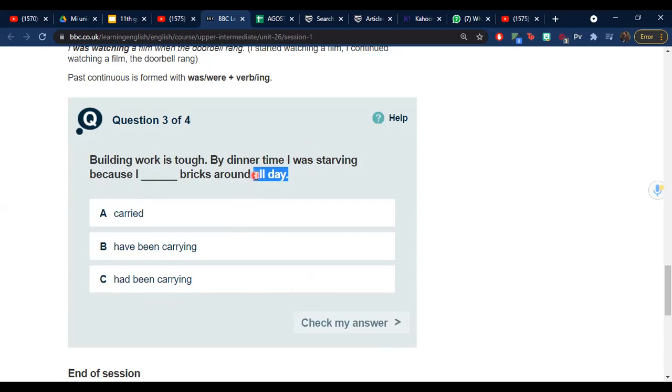What do you think? A, B, or C? Let's go. B: "had been carrying happy." Okay, let me tell you something. B is present perfect. Present perfect and all the present tenses or the future tenses do not participate in the narrative tense. They need to be past. So B is discarded.